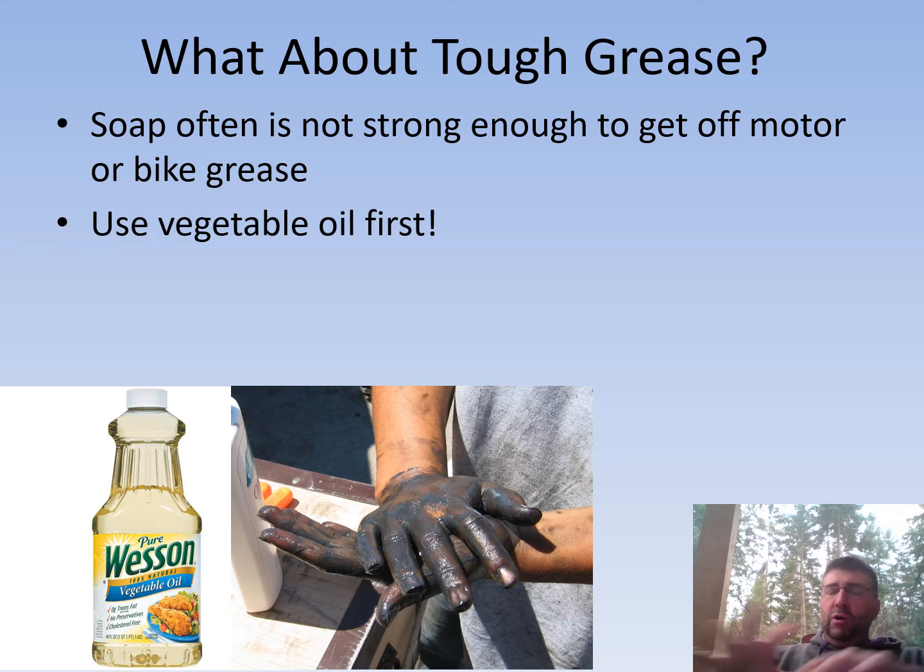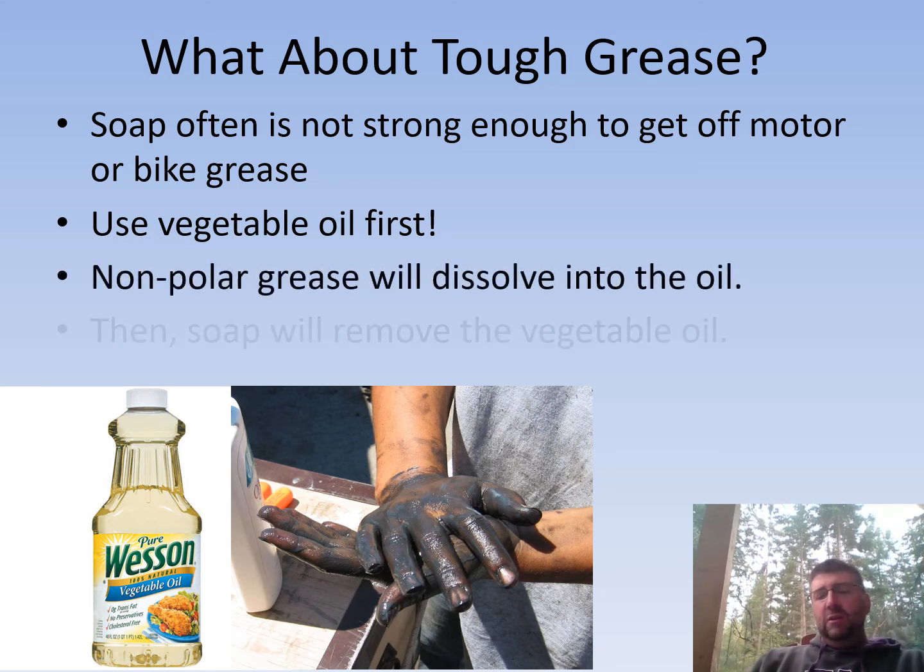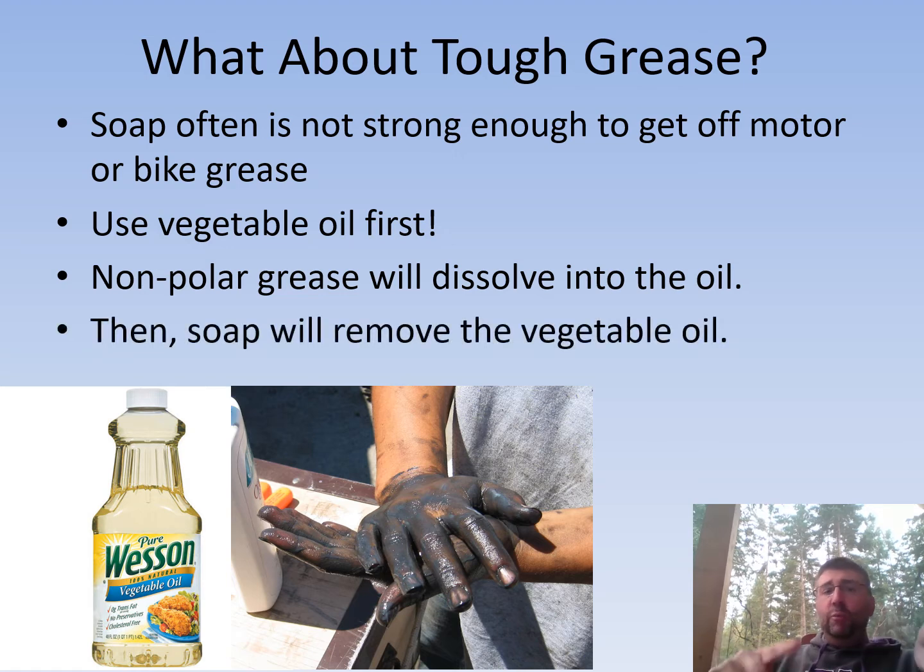Because they're both nonpolar, the grease will begin dissolving into that vegetable oil, and it'll start coming off your hand. Now, it'll still be on your hand, but it'll be mixed in with the vegetable oil as opposed to attached directly to your skin. Then you want to get some soap. The soap will then begin dissolving the vegetable oil onto those nonpolar tails, and the soap will then wash down the drain. So if you get really tough stuff that just won't come off with soap alone, try some vegetable oil first, then use regular soap. And I'm telling you, it works every time.